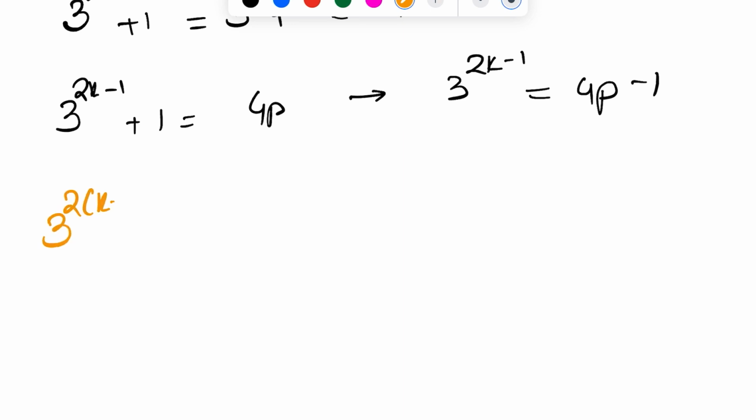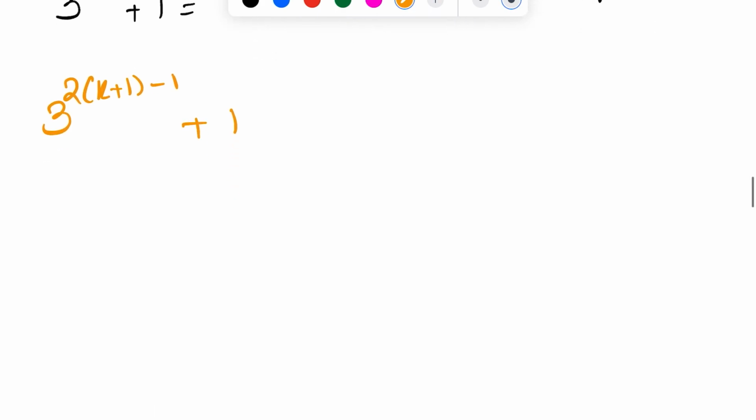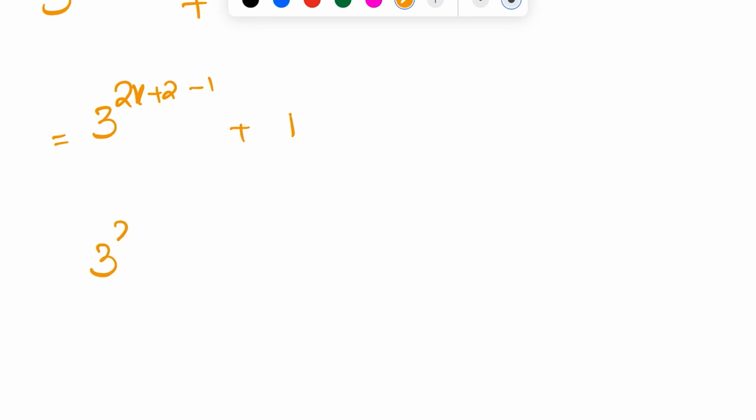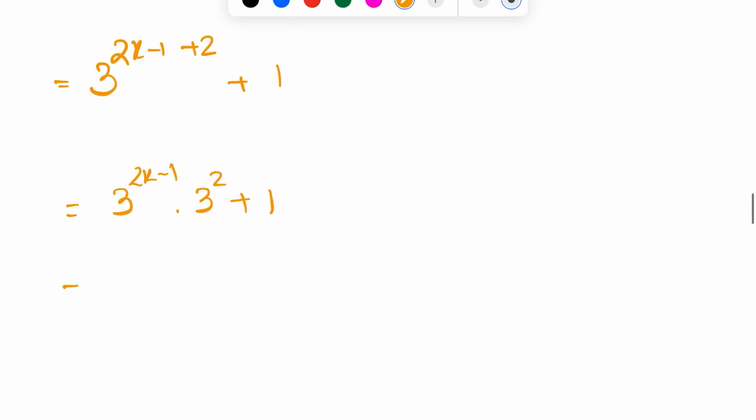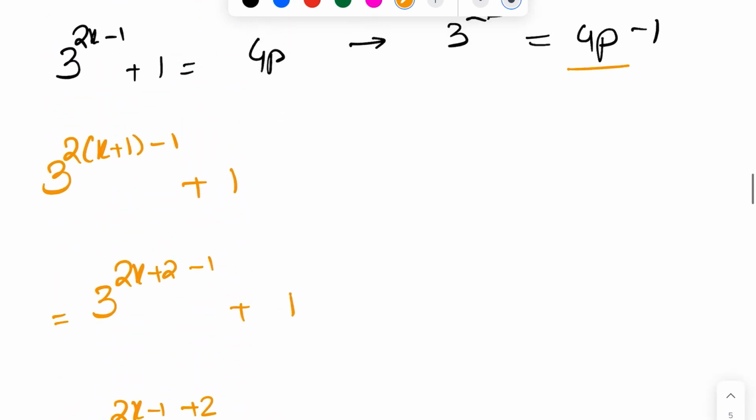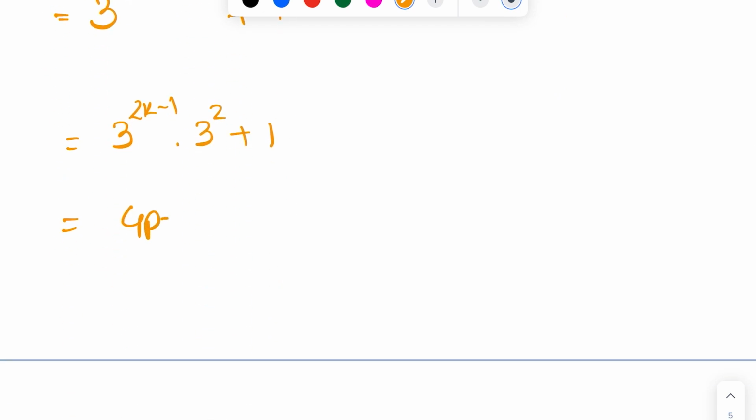3 power 2 times k plus 1, minus 1, plus 1 should be equal to 4 times something. So it becomes 3 power 2k plus 2 minus 1, plus 1. I will not simplify it over there. Rather, I'll write 3 power 2k minus 1 plus 2. Why do I write it like that? 3 power 2k minus 1 times 3 squared, plus 1. So what does that become? 3 power 2k minus 1 can be plugged in, which is 4p minus 1. 4p minus 1 times 9, plus 1, which becomes 36p minus 9 plus 1, which becomes 36p minus 8.